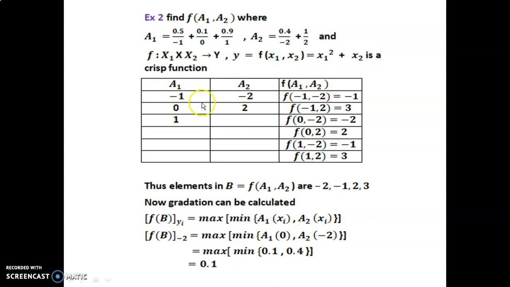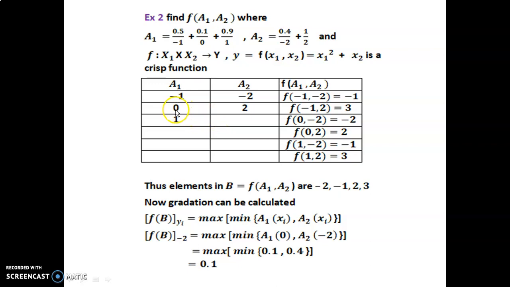So there is one order we will follow. First, -1 to -2. Substitute here x1 equal to -1 and x2 equal to -2. So x1 square, that is -1 square, is 1, plus x2, here x2 is -2. So the answer is -1. Now next, -1 to 2. So put x1 equal to -1, that is -1 square is 1, plus x2, so 1 plus 2, that is 3.